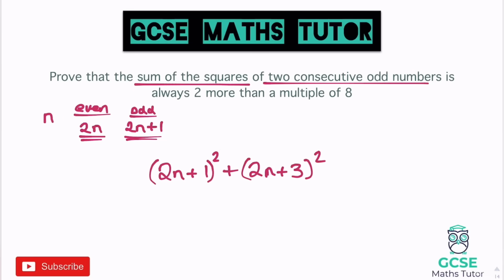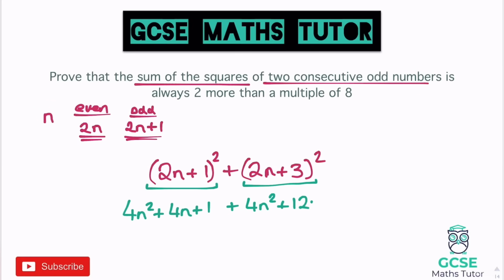So if I square this first one, that's a double bracket, remember, so we'd get 4n squared plus, we'd get 2n and 2n, so 4n, plus 1. And for the one on the right here, we'd get 4n squared again, but it'd be plus 6n plus 6n, so it'd be plus 12n. And then 3 times 3 is 9, so plus 9.